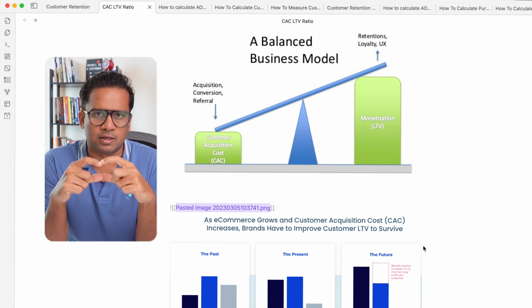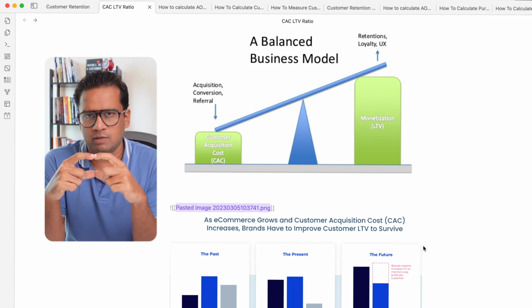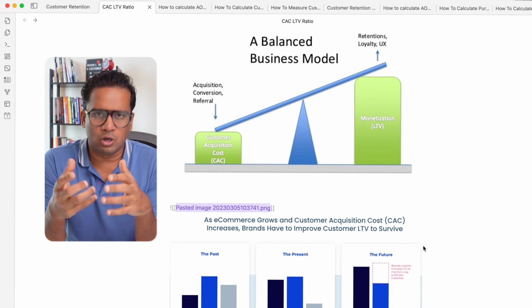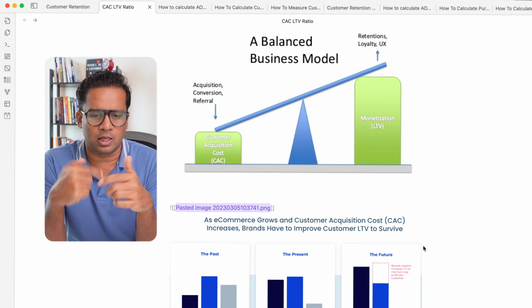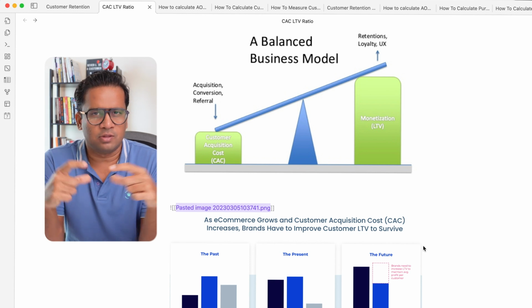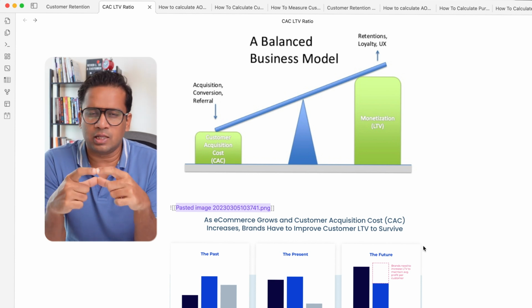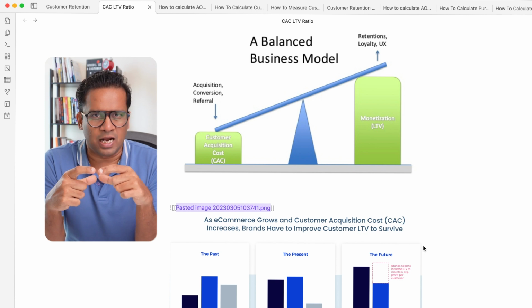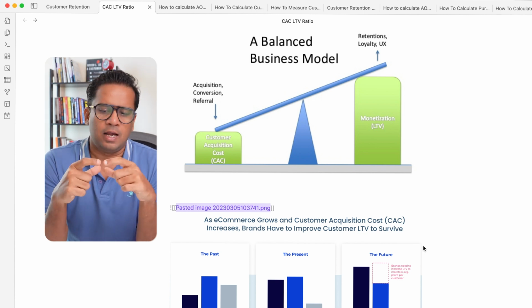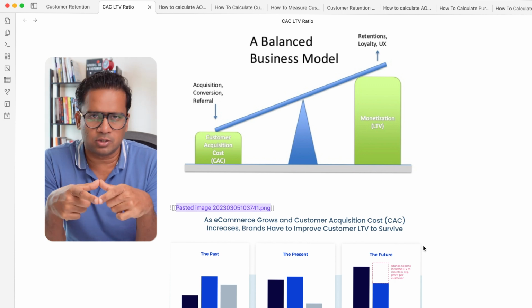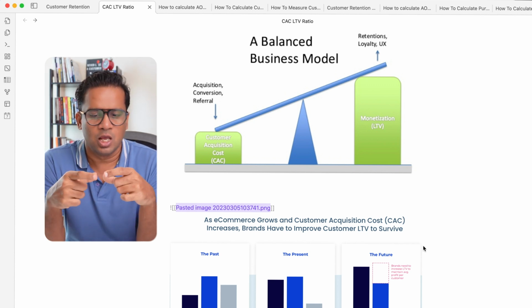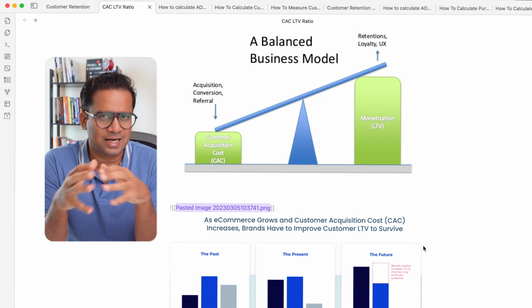Your LTV goes down a little bit, because you have already got all the loyal customers, and now you are going after new customers who might not have a direct need for that product. And because you are spending more to acquire those customers, your CAC will go up. So these are the two things.